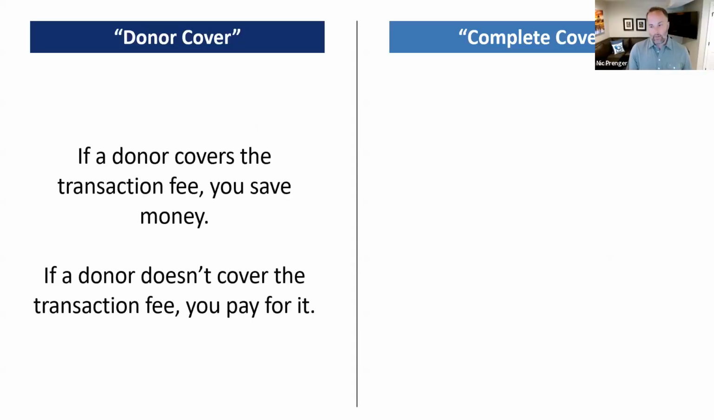So how it works. On donor cover, if a donor covers the transaction fee, you save money. That's the premise of donor cover. That is the baseline that we all have in our heads: I want to give the option for the donor to pay the transaction fee. They do it, great, I don't have to pay it. So if the donor pays it, you don't have to. If they choose not to, if they uncheck that box, then you're going to pay the transaction fee. That's how donor cover works. Pretty common, with some wrinkles.